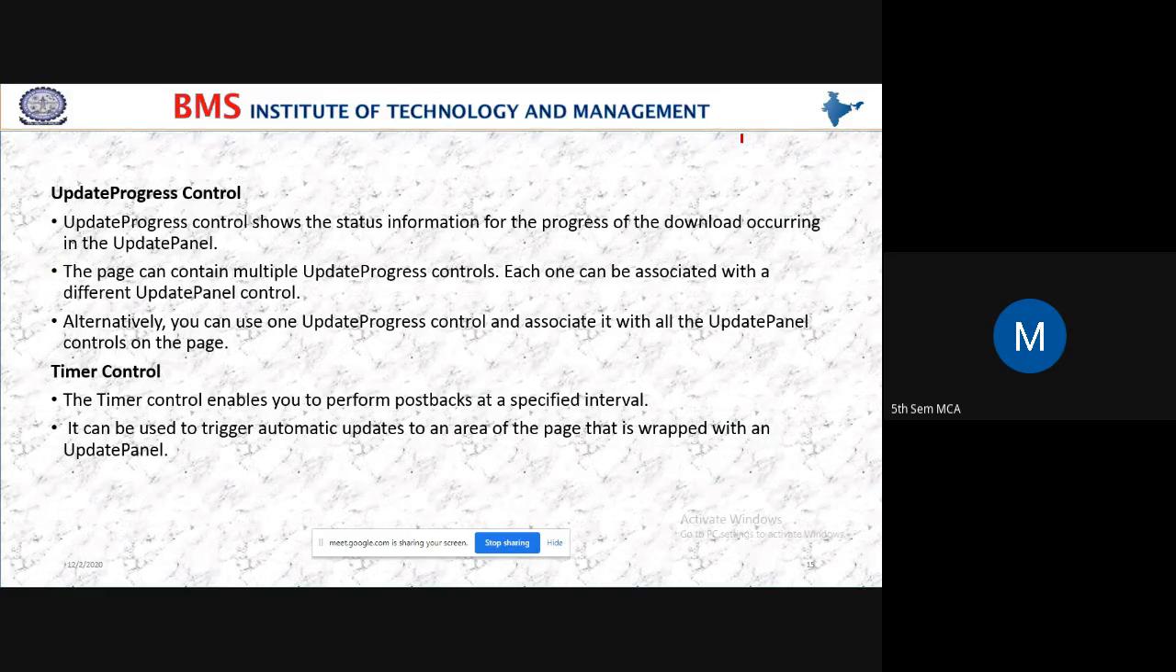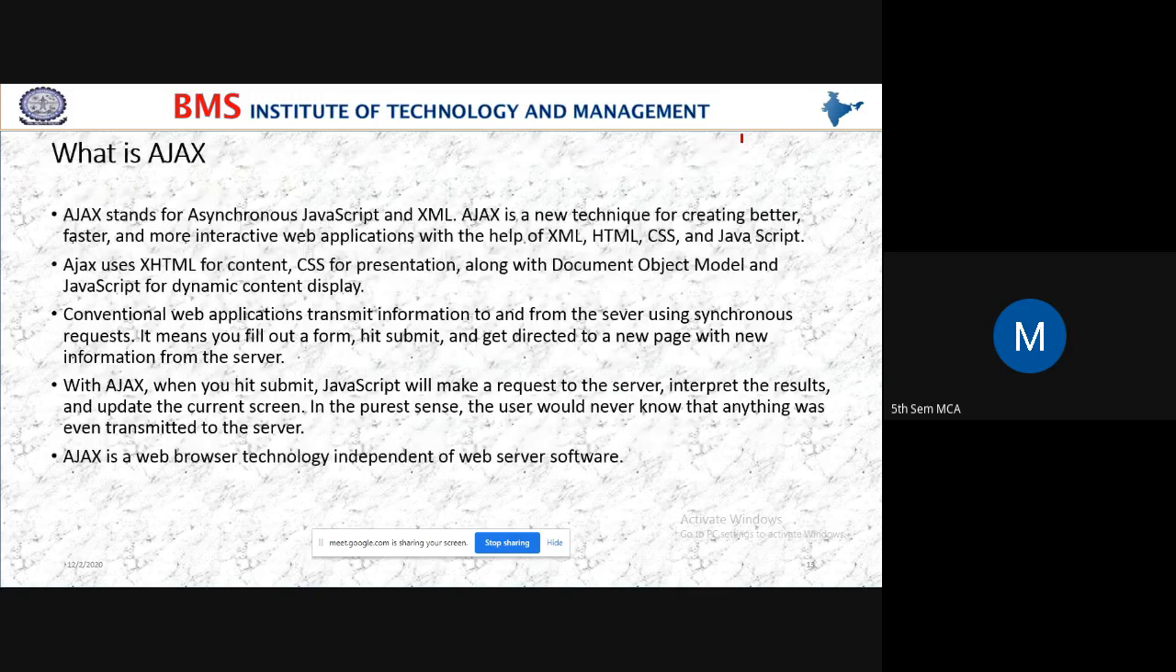It can be used to trigger an automatic update to an area of the page that is wrapped with an update panel control. So this timer control is used to update the pages automatically. These are the controls we have in AJAX. Yes, students, have you understood what AJAX is and what the controls of AJAX are?